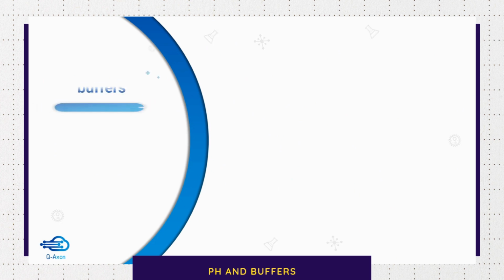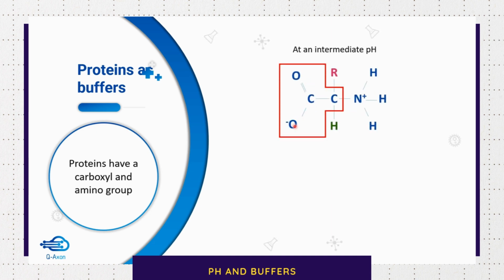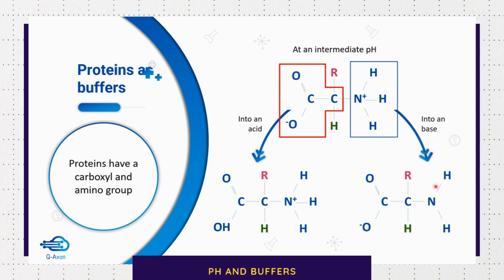Lastly, let us see how proteins act as buffers. Proteins have a carboxyl group and an amino group. The carboxyl group can accept a hydrogen ion. See here, one hydrogen ion is added, thus preventing the change in pH due to the addition of strong acid, while the amino group can release a hydrogen ion, and that's how it will prevent the change in pH caused by the base, which is causing hydrogen depletion. So, one hydrogen ion can be released from the amino group.